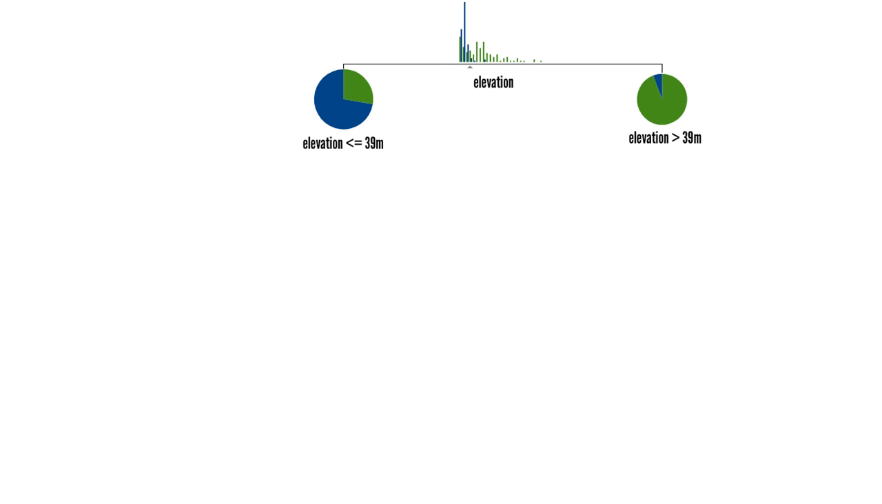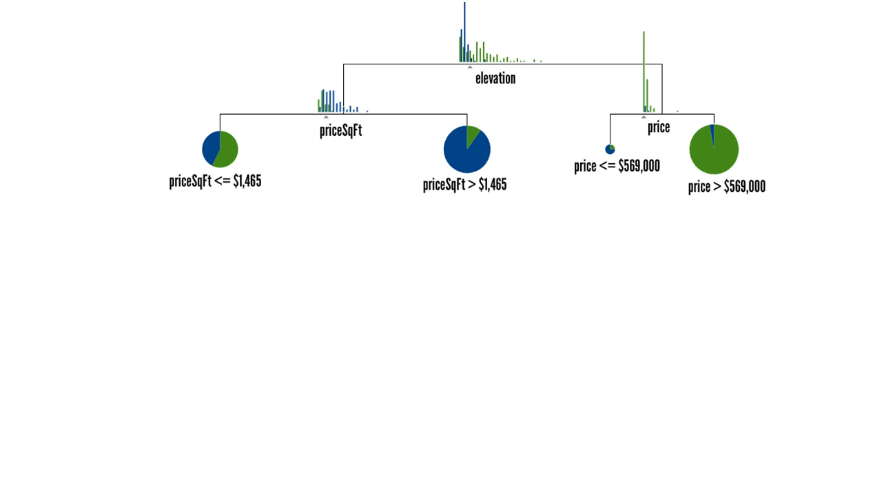Now let's use our histograms and pie charts to show how an algorithm builds a decision tree. I'll build it manually here, but your algorithm will do it automatically for you. As discussed, our first split is performed using a 39-meter elevation value. Neither of the leaf nodes on this branch are pure, so we'll split both again. Additional forks will add new information that can increase our tree's predictive accuracy.